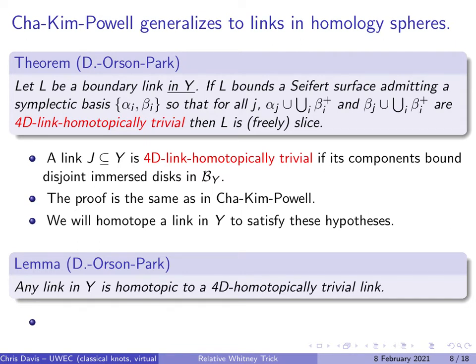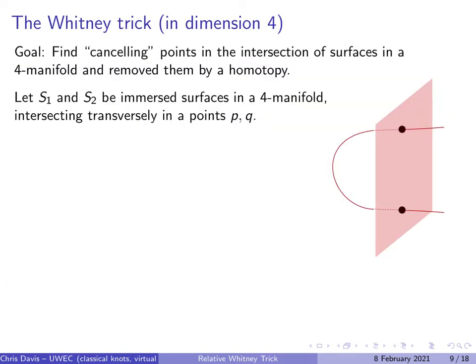So here's the key lemma. Any link in a homology sphere is homotopic, not link homotopic, just homotopic, to a 4D homotopically trivial link. That is, to a link whose components bound disjoint immersed, not embedded, just immersed, disks in the unique contractible four-manifold bounded by Y. And the way that I'll go about proving that is a trick called the relative Whitney trick, which I'll present immediately. So what is the relative Whitney trick?